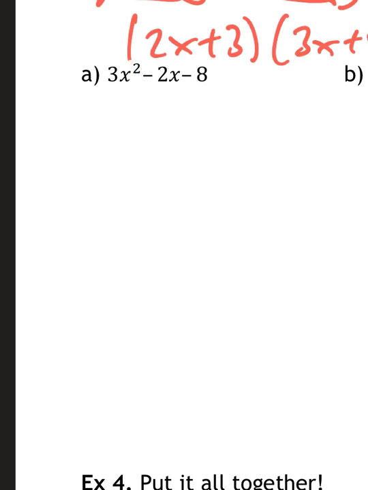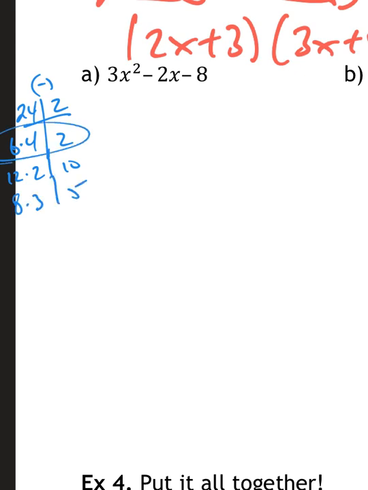so 3x squared minus 2x minus 8. First of all, I want to look for a GCF. Nothing's in common here. So I'm going to build my chart. So a times c, 3 times 8 is 24, minus in the back to give me a 2. So what factors of 24 subtract to give you 2? Subtract to give you 2, that's going to be 6 times 4. I like this method because I can do 12 times 2 gives me 10. That doesn't work when I subtract. 8 times 3 is 5. You can keep going. That's the one that works.